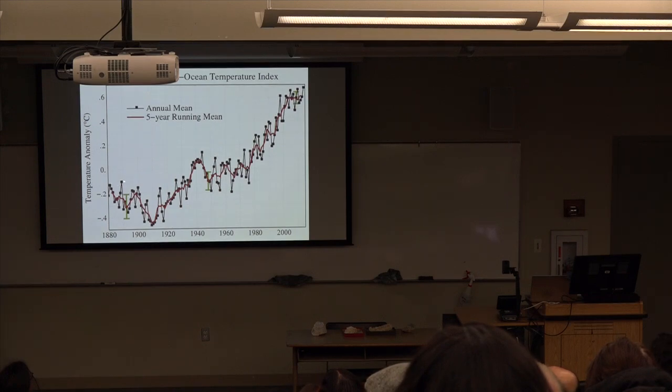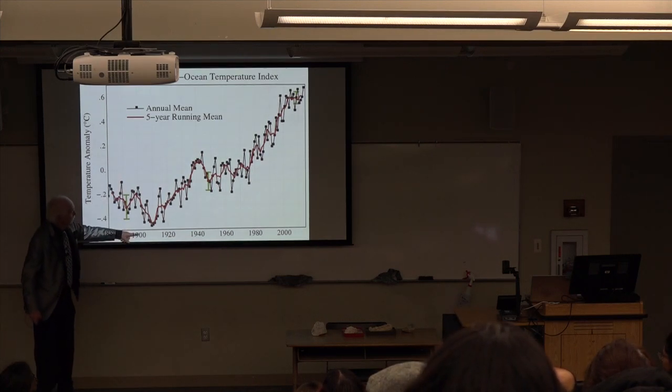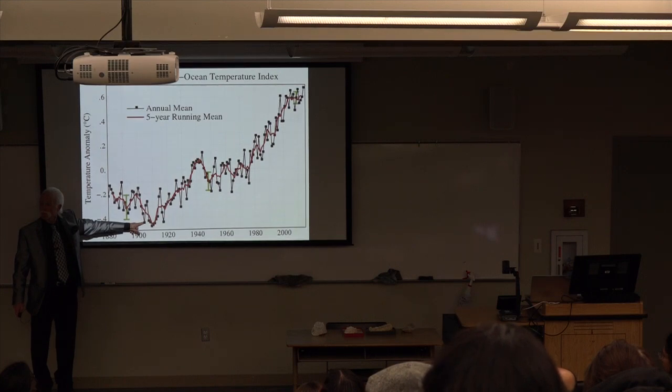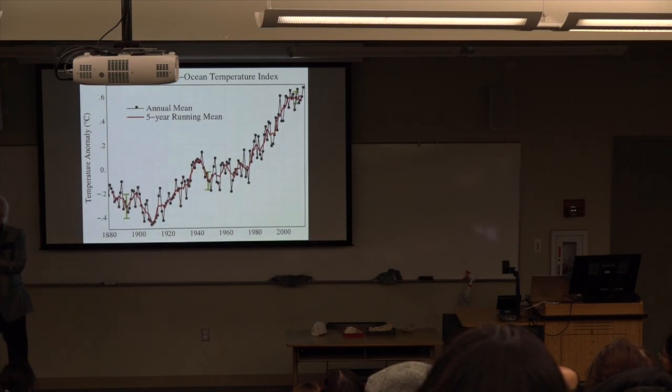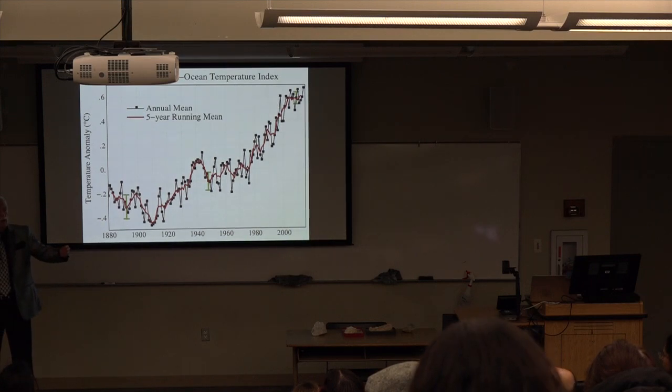But what we're looking at here, each black square would be the average temperature, or the temperature at that specific year. And then in the red line here, we're going to average it out over 5 years. So when you look at how the things go up and down, up and down, up and down, is that climate or is that weather? That's weather. And then what is climate? Climate is weather averaged out over a long length of time.